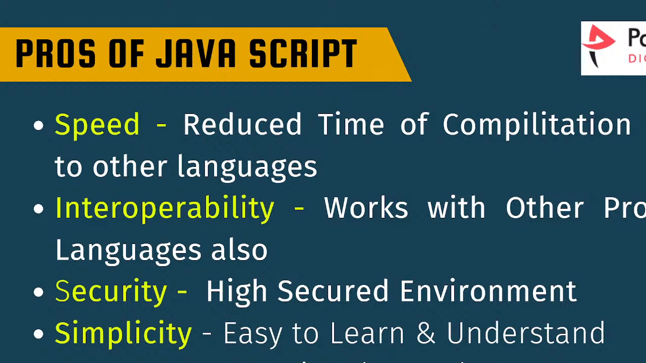Like it can interact with other programming languages also, let it be Python, C++, or C language, PHP, something like that. So JS has a very good feature to interact with other programming languages also. Easily we can tell, like Python.